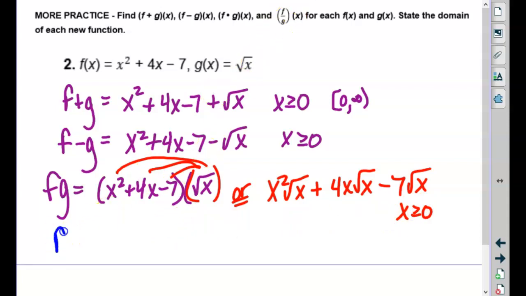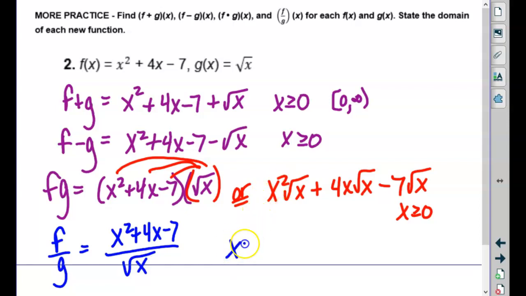And the last one, f over g, you would put x squared plus 4x minus 7 all over the square root of x. Now, I'm not going to worry about the fact that you can't have a radical in the denominator for this. Let's just not worry about that. But it does change the domain restriction. Usually we say it has to be greater than or equal to 0, but can we have a 0 in the denominator? So it's just going to say it's got to be greater than 0. It can't equal 0 because it's in the denominator. Again, not putting that on a quiz. All right.